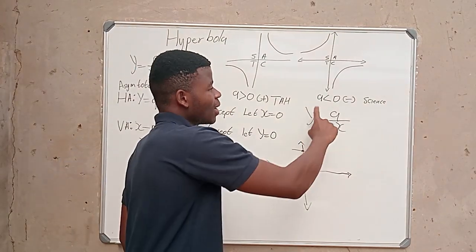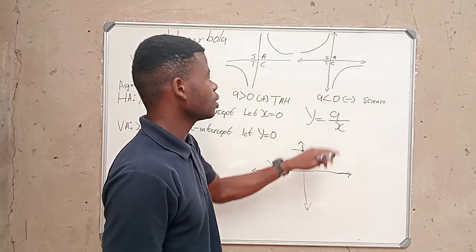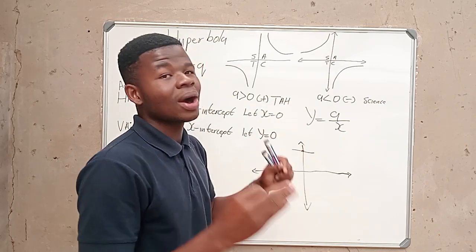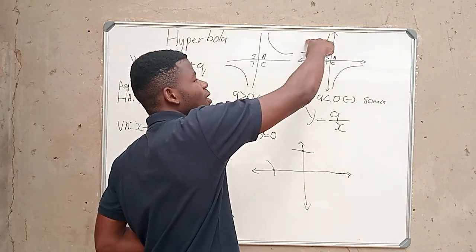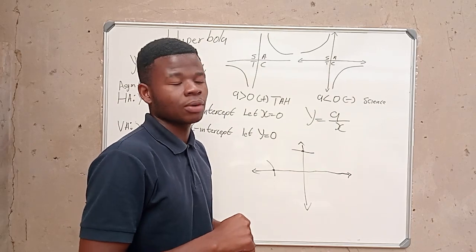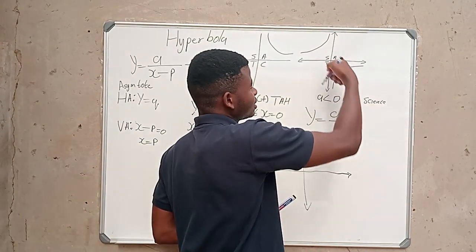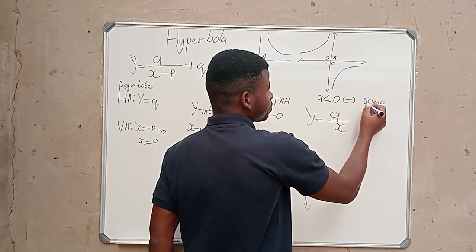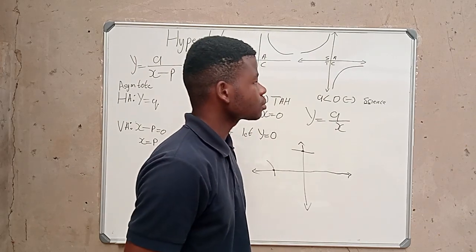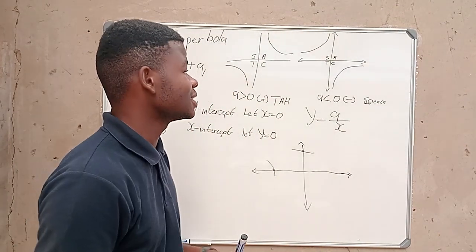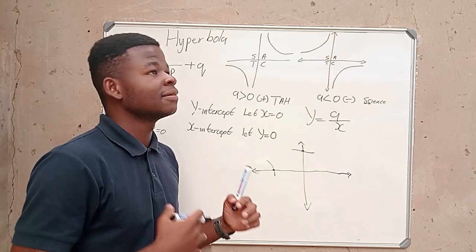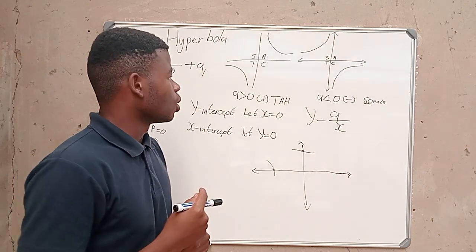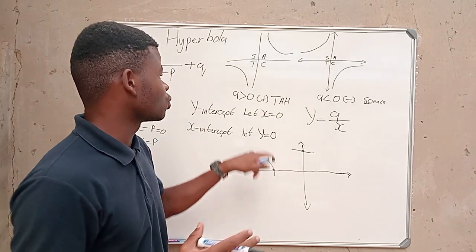Okay, so when our a is less than 0, meaning when our a is negative, our graph is going to exist in the second quadrant and the fourth quadrant. That is going to be S and C. So how do we remember that acronym? We say science. Why do we say science? A lot of students have a negative attitude towards science.